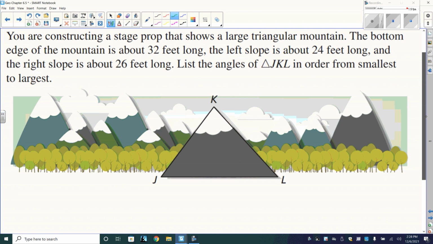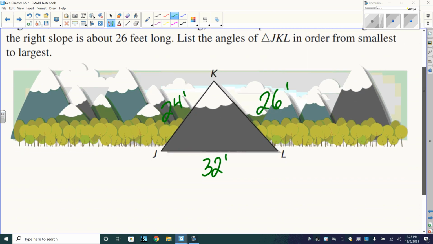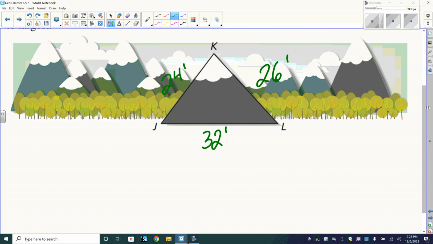So the first problem we're going to look at is this one here. You're constructing a stage prop that shows a large triangular mountain. The bottom edge of the mountain is 32 feet long. The left slope is 24 feet, and the right slope is 26 feet. List the angles from smallest to largest.